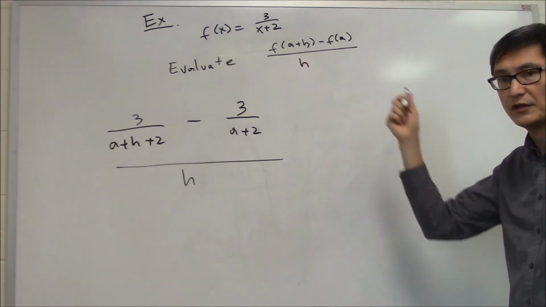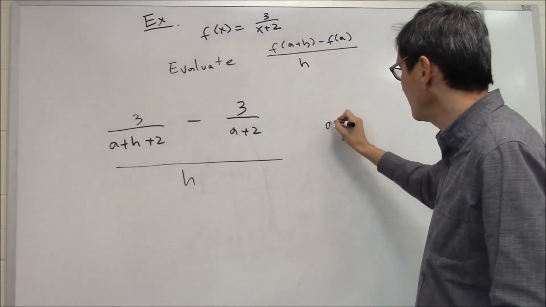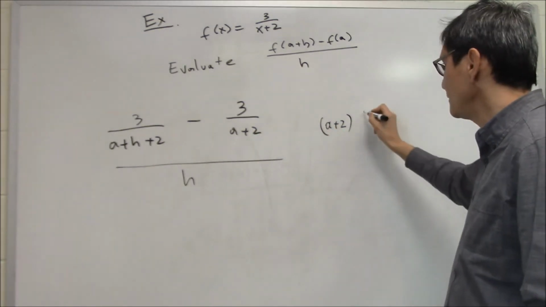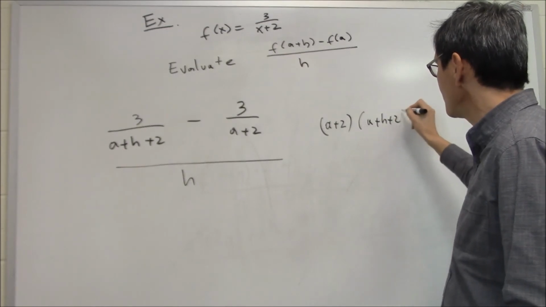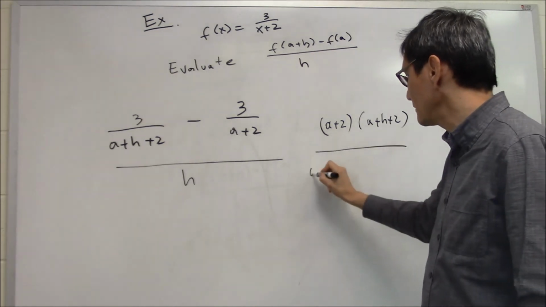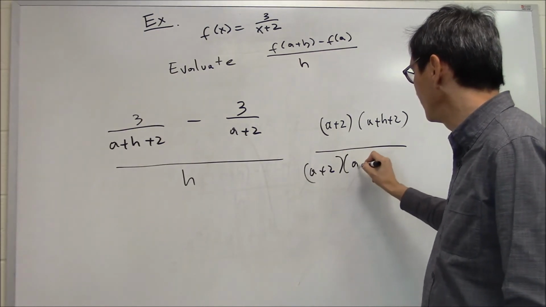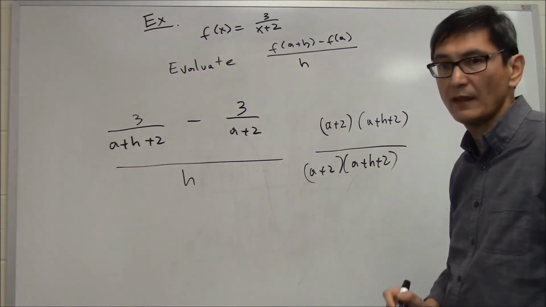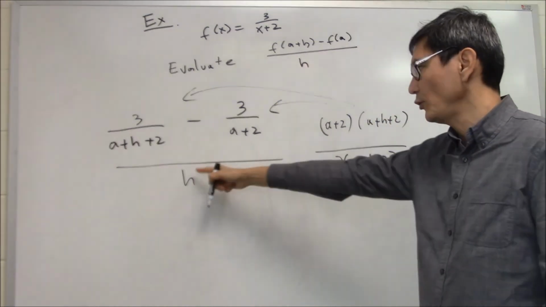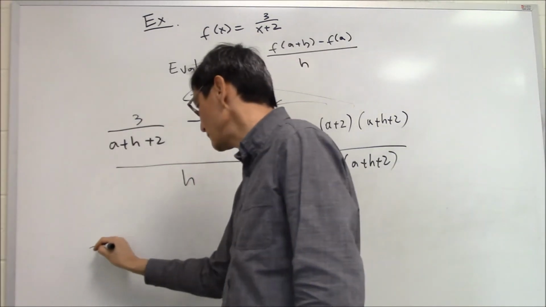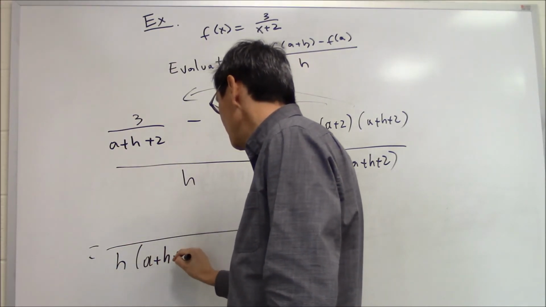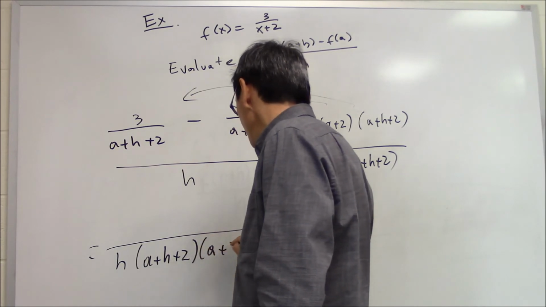Our first step is to get rid of complex fractions. So I'm going to multiply by a plus 2. That will take care of this fraction. But I also need to multiply by a plus h plus 2, which will take care of this fraction. I cannot multiply it only in the numerator, so I have to do the same for the denominator. Then I'm going to distribute multiplication and keep the denominator as is. So the denominator is going to be the product h times a plus h plus 2 times a plus 2.